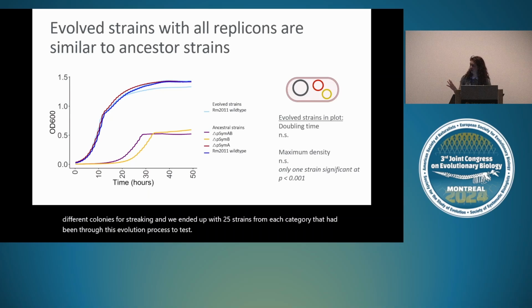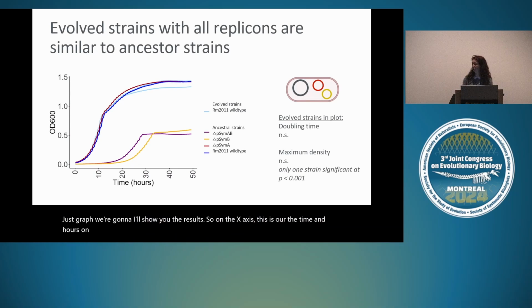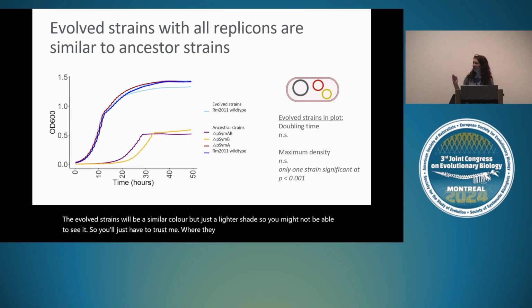Okay, so here, this graph, I'll show you the results. On the x-axis is the time in hours. On the y-axis is the OD600 reading, our measure of bacterial density growth. All of the ancestor strains are in this bottom category. They have the same color code as before. The evolved strains will be a similar color, but just a lighter shade, so you might not be able to see it, so you'll just have to trust me where they are. I'll also have the diagram of the cell showing what the strains were.